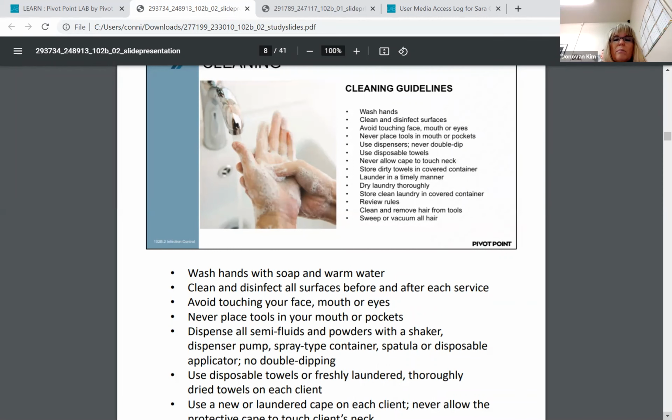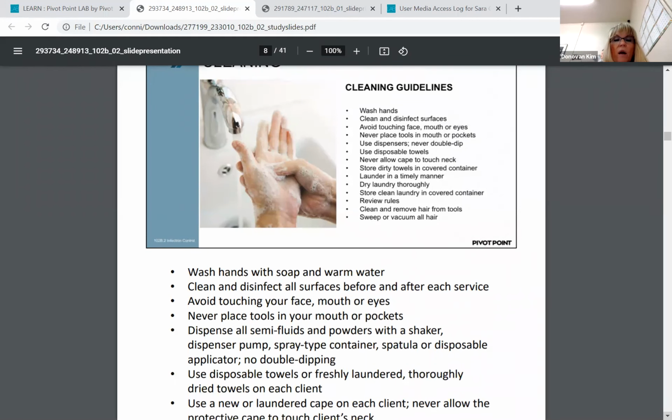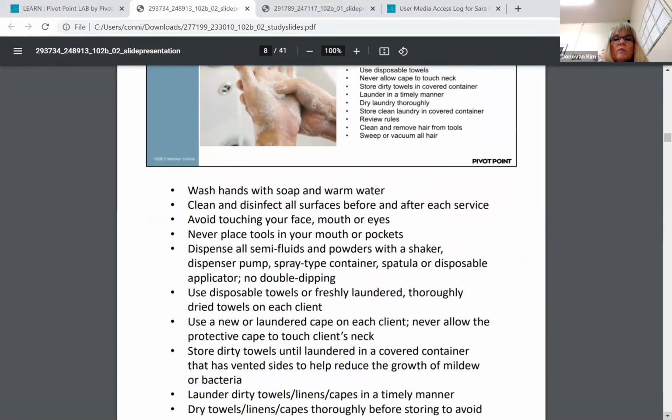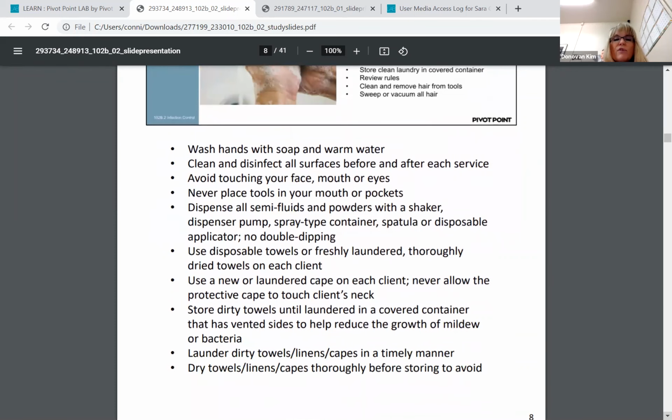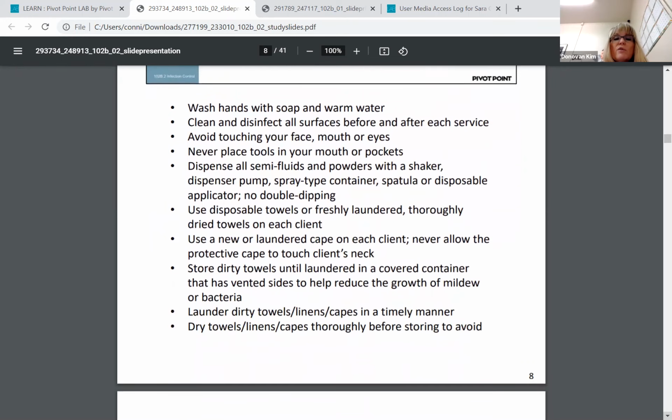Dispense all powders with a shaker. If you think about it, all powder does have that little top with all the holes in it, and you can just shake it out. We want to use a pump or a spray, or if you have to, never stick your fingers in any type of applicator. Always use a spatula or something that can be disposed of right away, and no double dipping, right? We want to use fresh towels or launder them after each client. Never use the same one. Use a new cape on each client. Never allow the cape to touch the client's neck. That's why we use the neck strips, right?